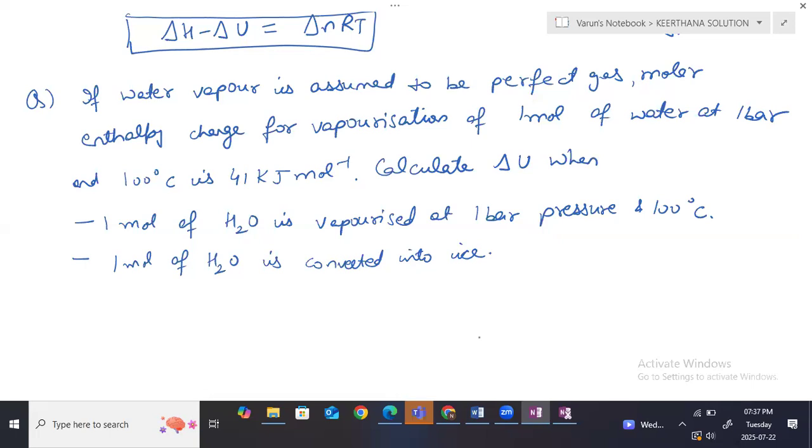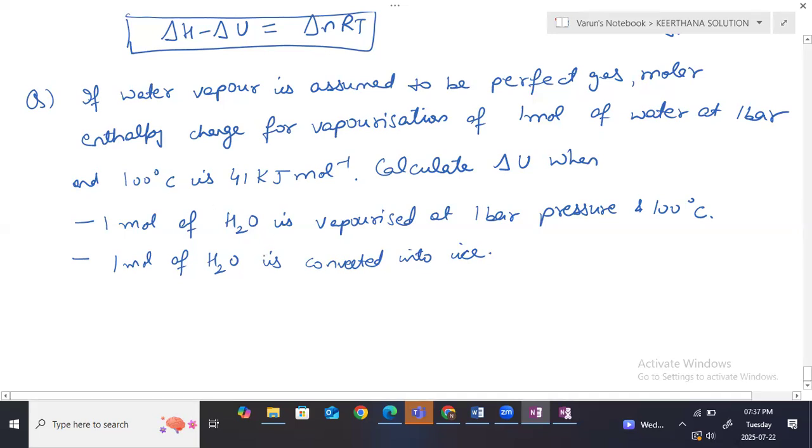Ma'am, can you explain the second one? Yeah, what is the delta N coming out in the second case? As we can see that water is converted into ice now. So water has a physical state that is liquid and ice is having a solid. So we can only find delta N for gases.